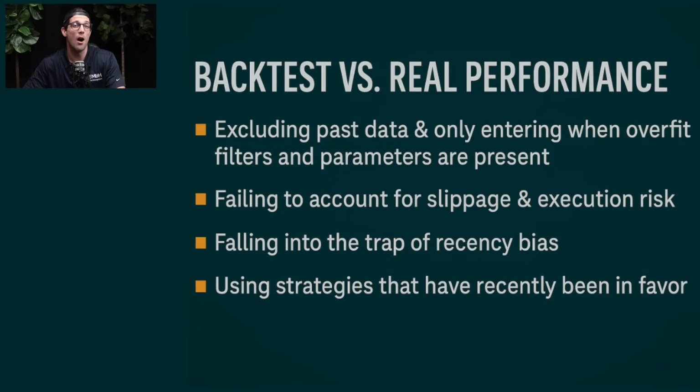Here are some common backtesting pitfalls I see. 1, excluding past data and only entering when overfit filters and parameters are present. I call this taking on a considerable amount of data risk. 2, failing to account for accurate slippage and executional risk while not tracking your forward tested results over time to see if those match. I call this creating edge through execution and not using a margin of safety.